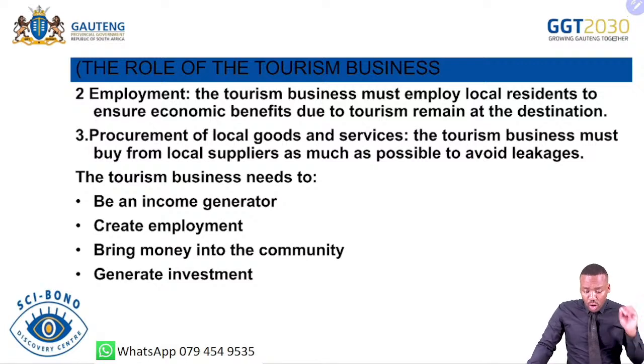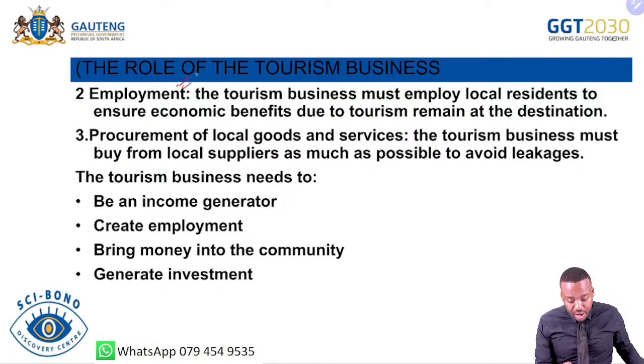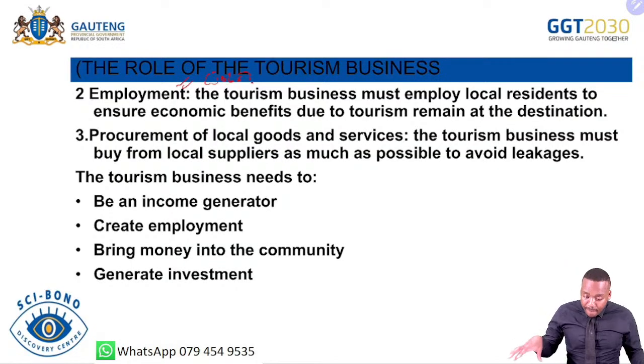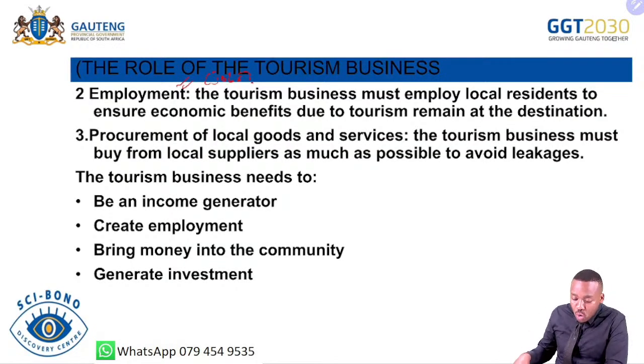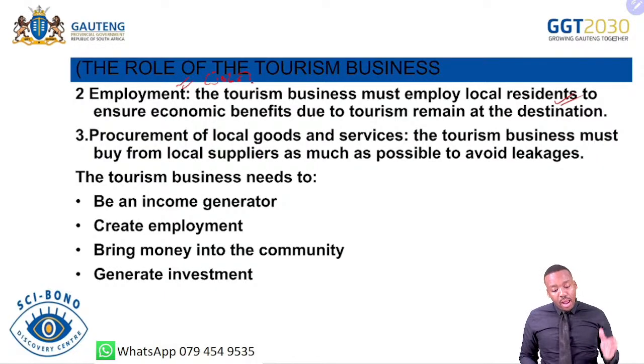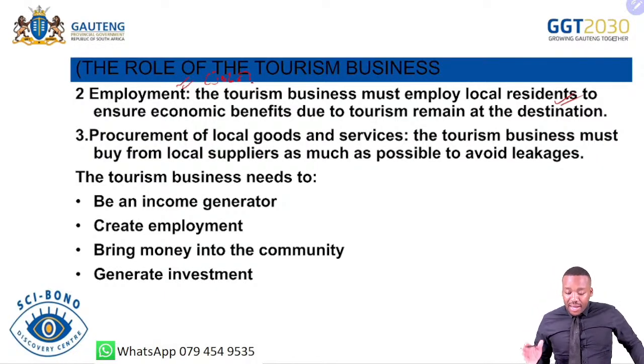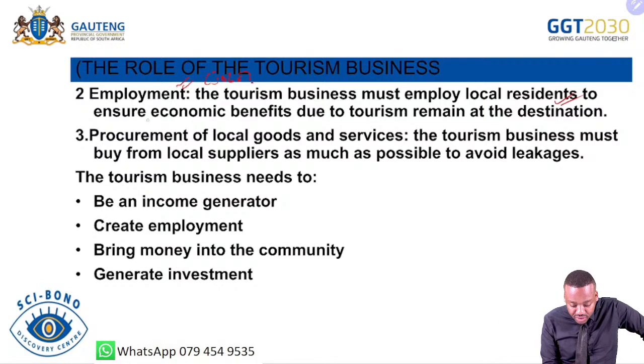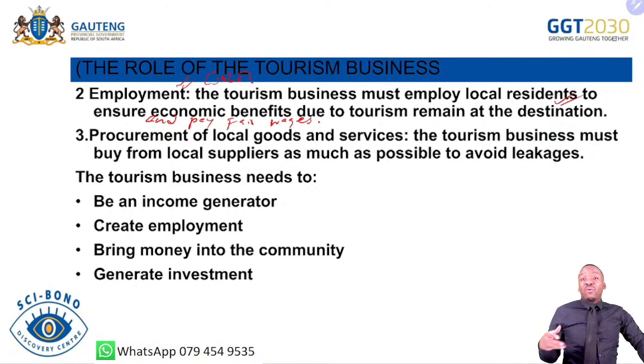The second one, the tourism business has to make sure that it provides what? Job opportunities. Right? Make sure that you employ local residents to ensure that economic benefits due to tourism remain where? At the destination. Right? This can also be part of the social pillar. Employment. The tourism business must employ local residents. It must provide what? Jobs and pay fair wages. Let me add that one. And pay fair wages. Fair wages are fair what? Salaries, right?